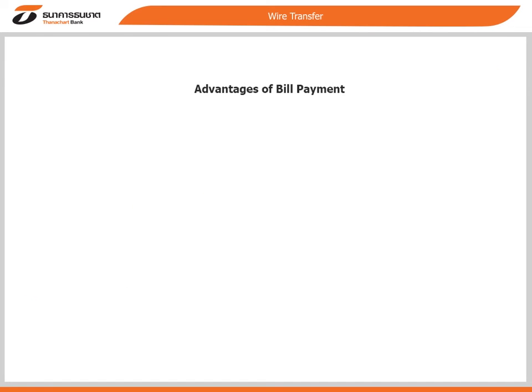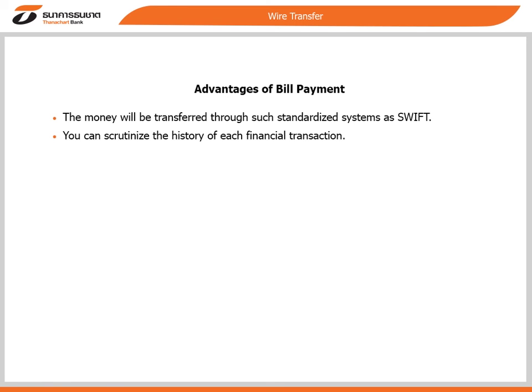Advantages of wire transfer. The money will be transferred through such standardized systems as SWIFT. You can scrutinize the history of each financial transaction. You can add, edit, or delete a recipient and destination bank by yourself.